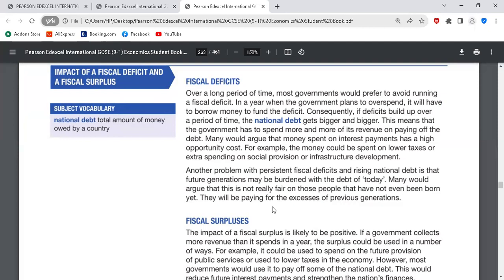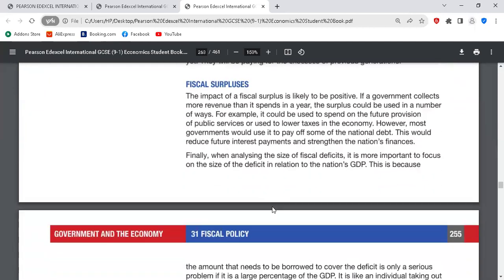Is it clear? For fiscal surpluses, this means we have more in revenue than what we are going to spend from the tax revenue. So the impact of a fiscal surplus is likely to be positive. If a government collects more revenue than it spends in a year, the surplus could be used in a number of ways.